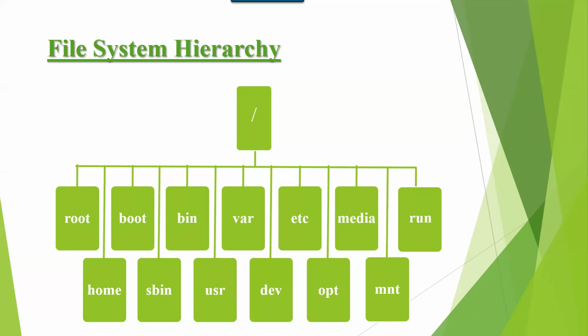And the next one is run. Run contains external devices information and kernel information from RHEL 7 version. Up to version 6, boot contains kernel information, and media contains external devices information. From version 7, run contains external devices information, meaning removable devices information, and kernel information. So these are the default directories we have in Linux.